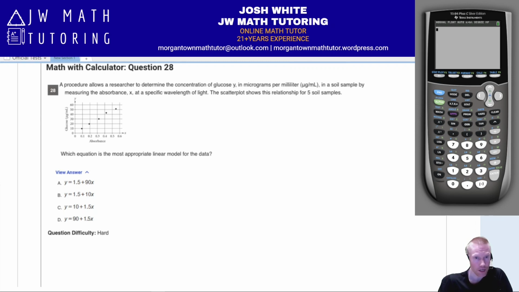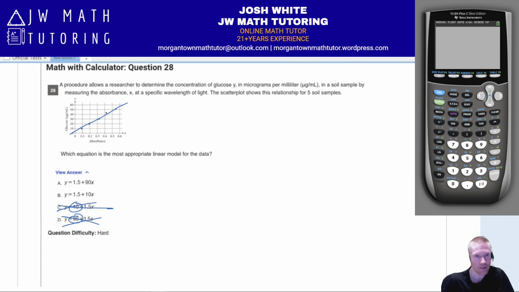So the first way, I would say, is you just kind of draw or sketch an estimate on the graph here. Notice that the y-intercept is going to be something between 0 and 10. So that means we can eliminate C and D, because those y-intercept values of 10 and 90 are way too large based on what we have. So now we have to determine, what's the appropriate slope going to be?